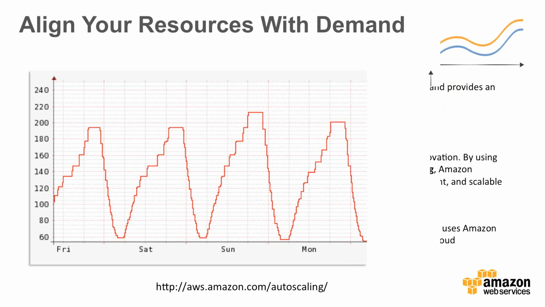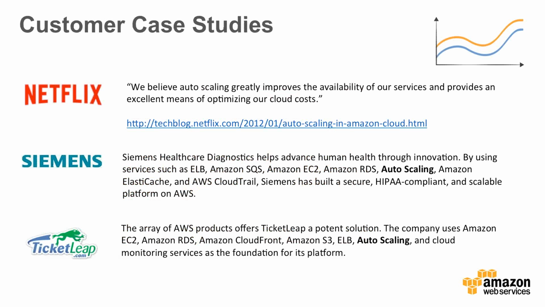So here are some more customer case studies for that. These are some of our customers, and we have many, many more who use and reap the benefits of auto-scaling. Netflix, I hope everybody knows, video content delivery and video streaming service. Siemens is a large multinational in all areas across many different industries. And the last one there is ticketleap.com, which is using an array of AWS services, including auto-scaling.